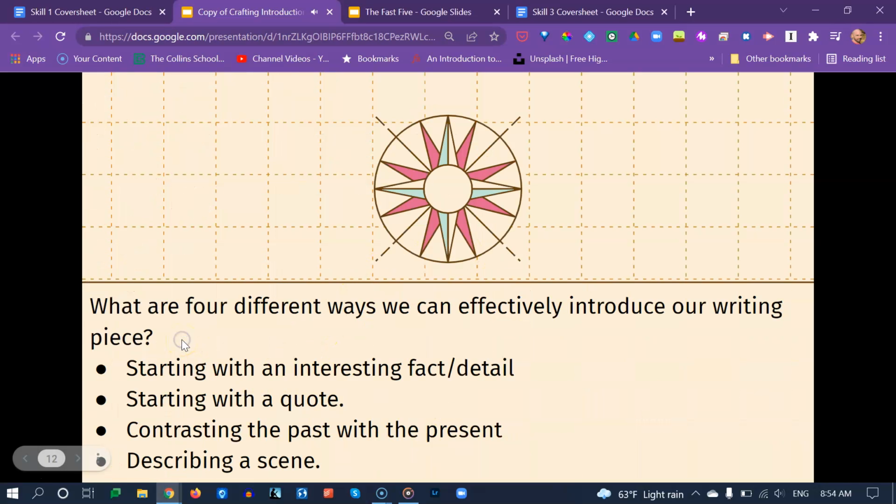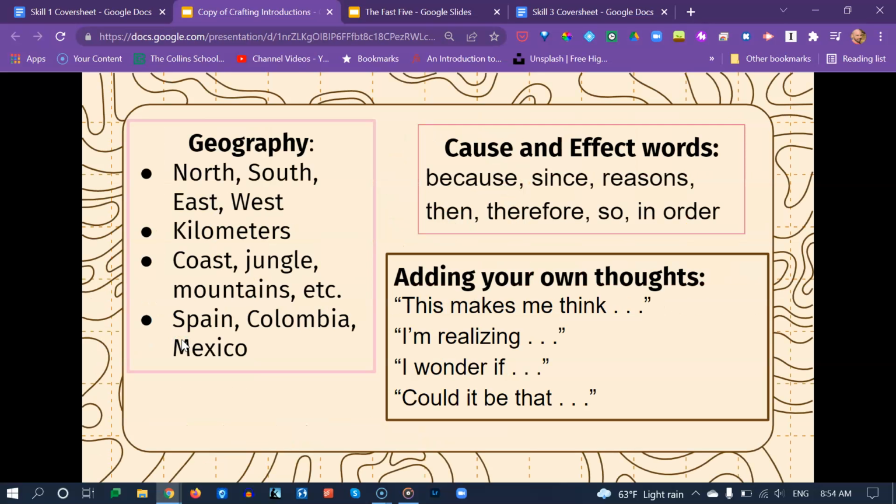All right, so hopefully you remembered the 4 different ways, starting with an interesting fact or detail, starting with a quote, contrasting the past with the present, or describing a scene. Now, I'm keeping these up here. Why? This is the language I should see in your writing. And when I read through writing over the weekend, I did not see a lot of this. You need to be using these words. I should be seeing these words in every single person's writing, because these words show cause and effect.